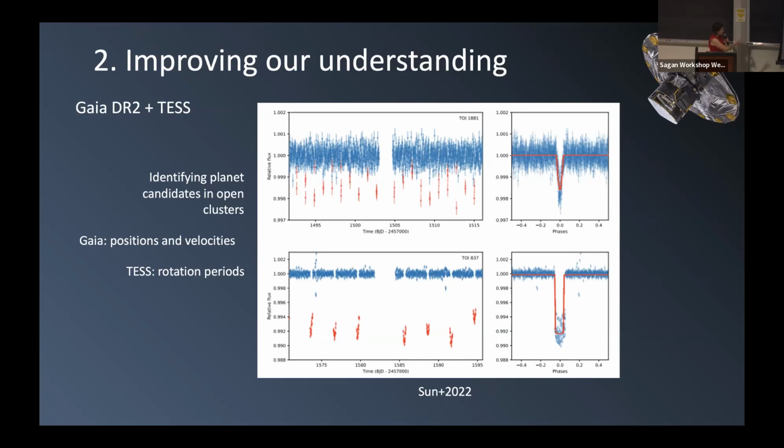So this is just an example. This paper by Sun et al. They looked at, I think, like 1,100 clusters. There's a lot of clusters, and found a bunch of planet candidates. And they're super valuable because they have this property of being in astronomy's laboratory.